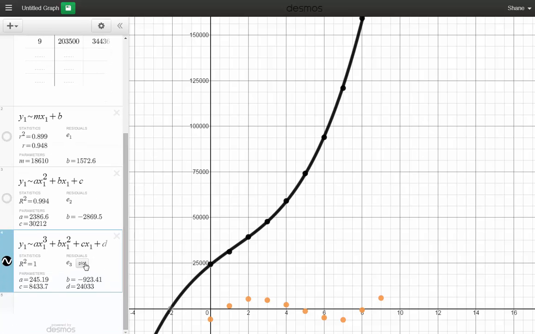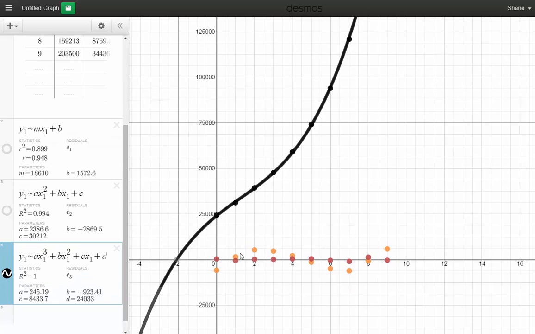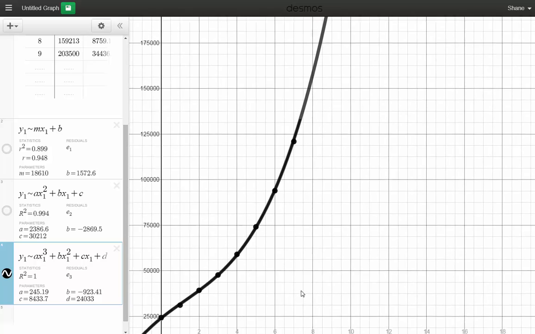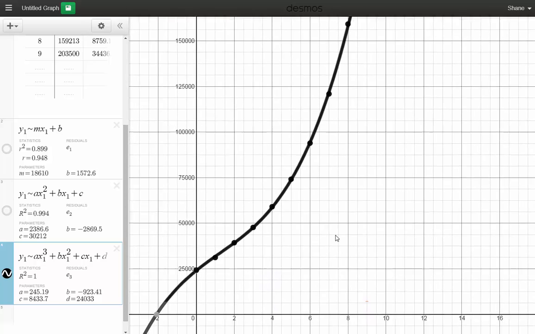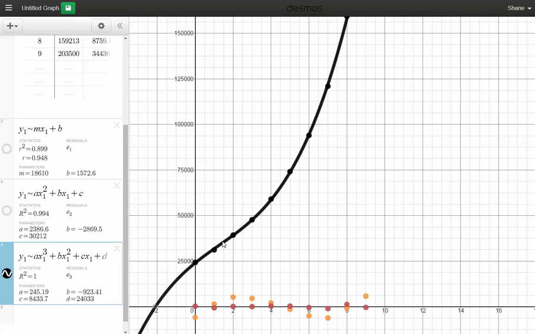Look at the residuals for the cubic curve. Right, clustered right around there. So it looks to me like if I were going to fit a curve to this data, I would want it to be cubic, and the coefficients for that equation are given right there. And so that's quite a powerful technique for finding mathematical curves that fit data.